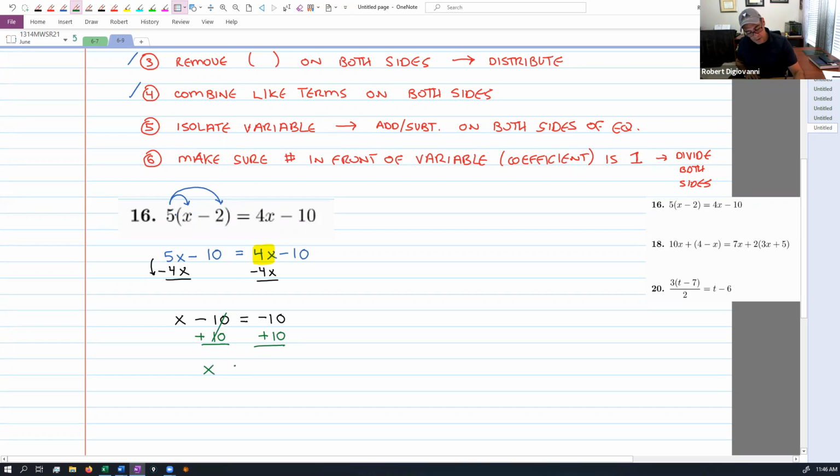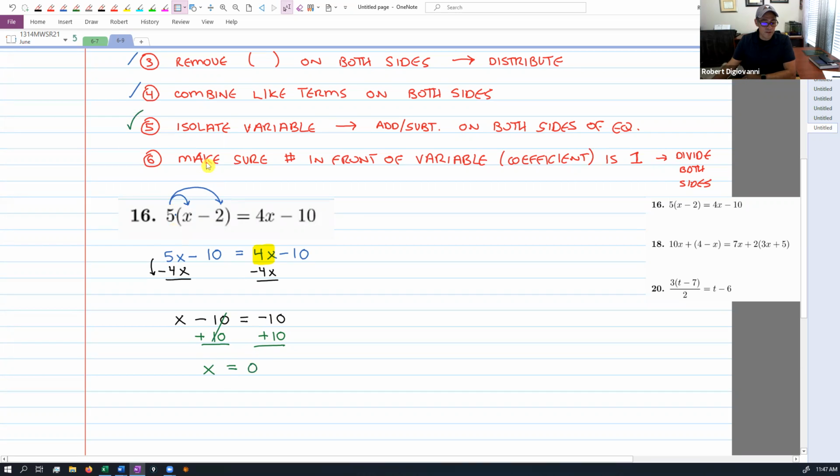You have x, then equals here, negative 10 plus 10 again is what, 0? So your answer is 0. So x must be 0. Well, hold on. That's step 5. We have isolated the variable, haven't we?